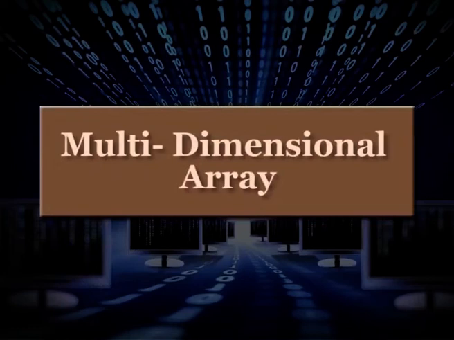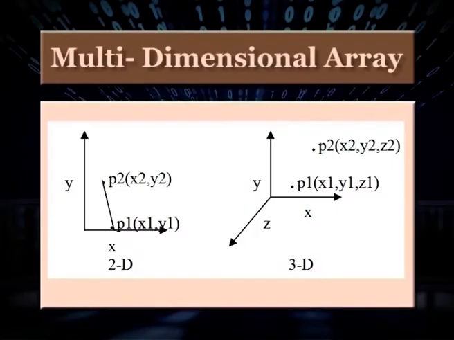Multi-dimensional array. Till now we have seen how we can handle vectors, but can you draw even a single line with the help of vectors? No, my dear friends, you cannot. To draw a line, you need 2 points, each with specific coordinates: x, y in 2-dimensional and x, y, z in 3-dimensional.